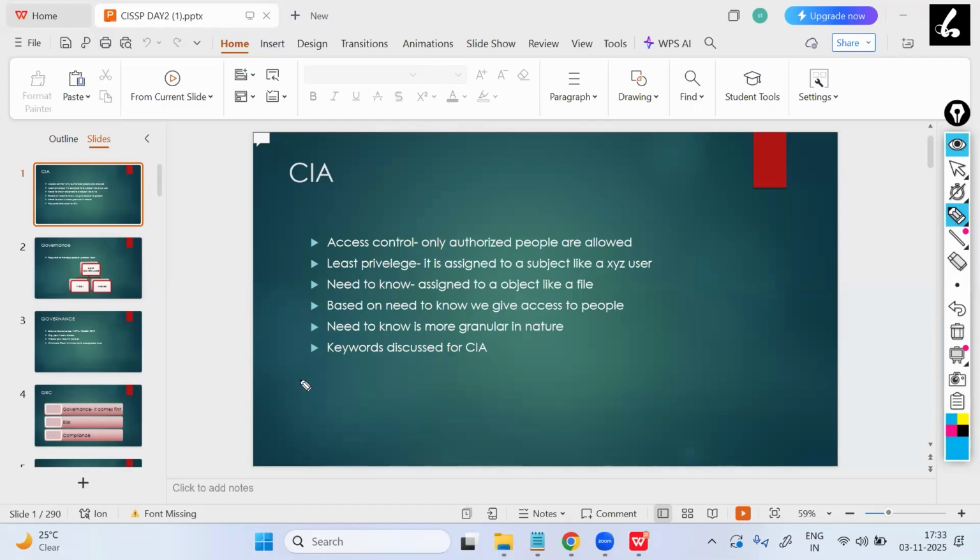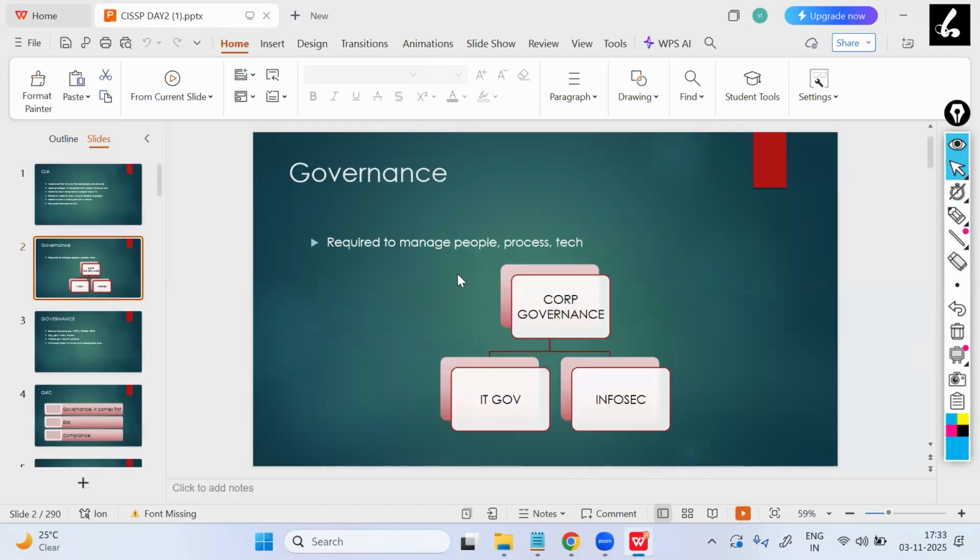So the keywords discussed are CIA. I have already discussed that in any organization, we have a corporate governance, which is further divided into IT governance and InfoSec governance. And I think you have a basic idea what the InfoSec team does and what the IT governance team does.